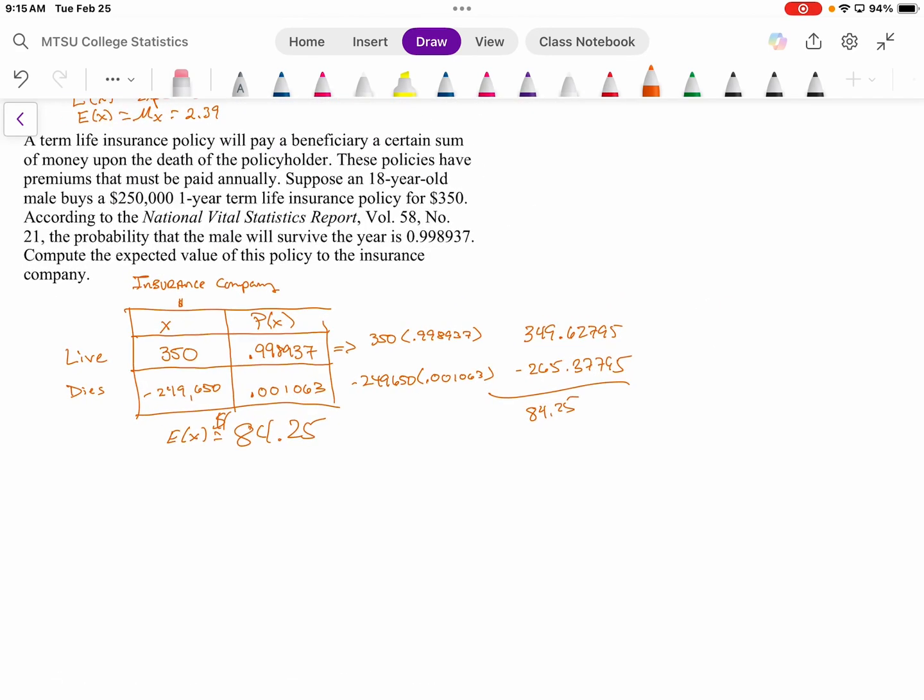That's the overall expected value, and it takes into account if the person dies. Obviously, if the person lives, they made $350 and so forth. But what are they expecting? $84.25 is what they're expecting. So they did make a profit. It's just not a big profit off of this person. And it's not good to make a lot of profit off of a person's death anyway. That would be immoral.